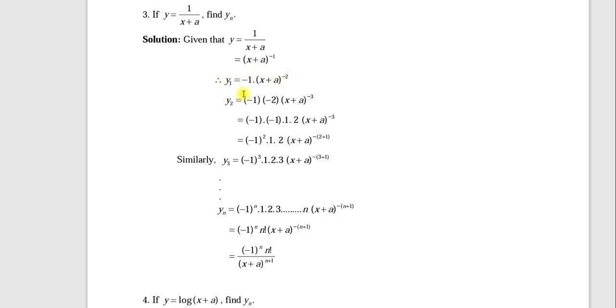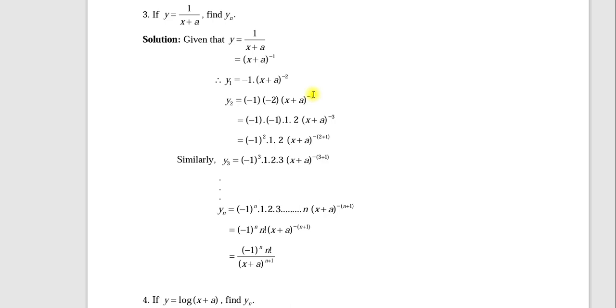Similarly, we have to find y2 by differentiating y1. And if we differentiate y1, we get minus 1 into minus 2 into (x plus a) to the power minus 3. Why? Because this minus 1 is this minus 1 and we differentiated this part and we get minus 2 in the front and (x plus a) to the power minus 2 minus 1 which will be minus 3.